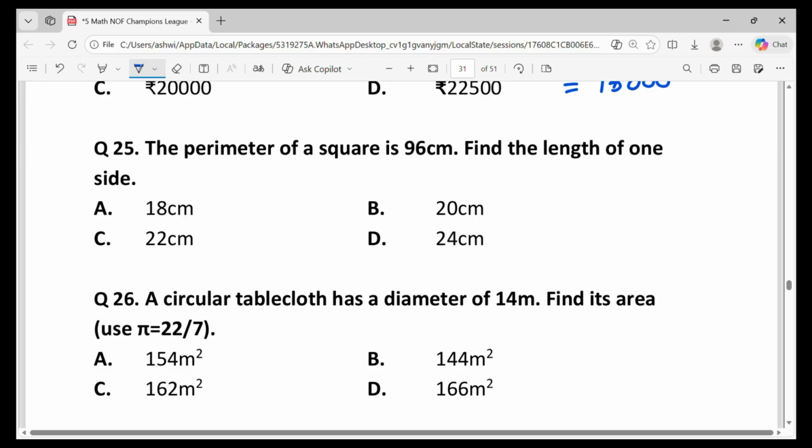Question 25. The perimeter of a square is 96 centimeter. Find the length of one side. The perimeter of a square is 4 times the length of one side. So the side is equal to perimeter by 4, that is equal to 96 by 4, which is equal to 24. So the answer is D, 24 centimeters.